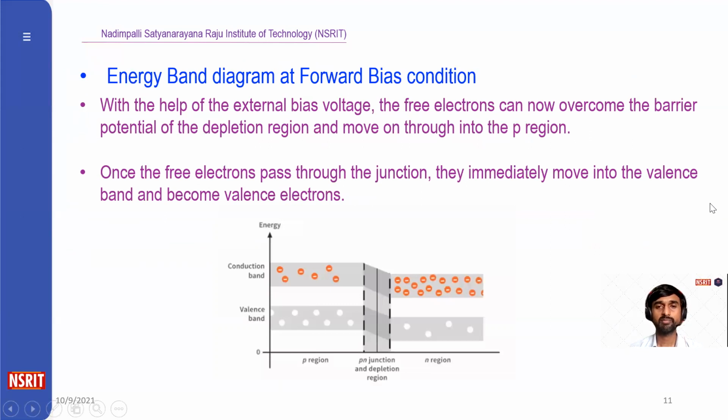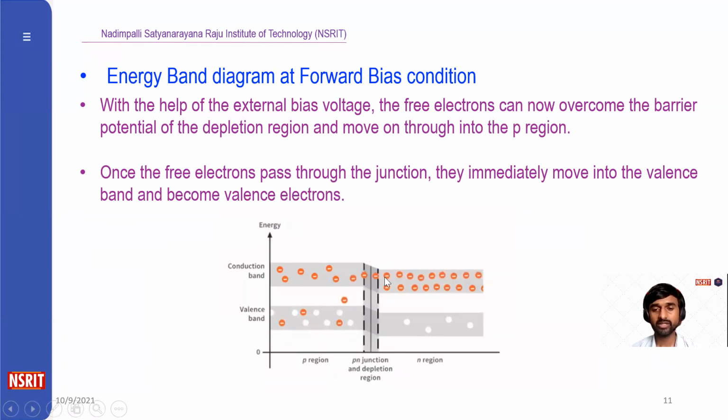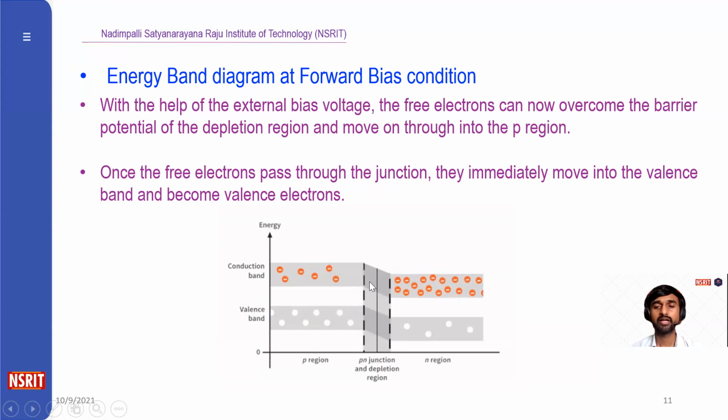And coming to the energy band diagram of a forward biased PN junction diode, as we have already discussed, the electrons move from N region to P region. While moving from N region to P region, they need to overcome the potential barrier over here, or the depletion region. And since we have already discussed, the width of the depletion region decreases, which is diagrammatically represented over here. It allows the flow of electrons from N region to P region.